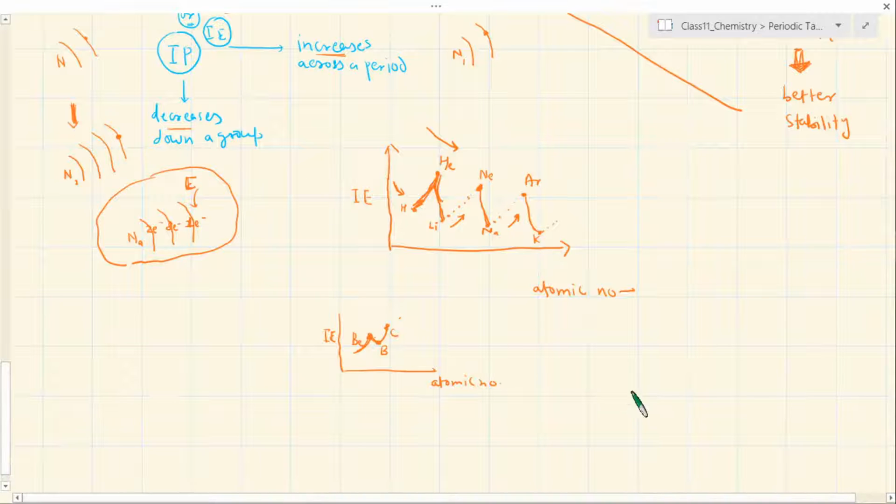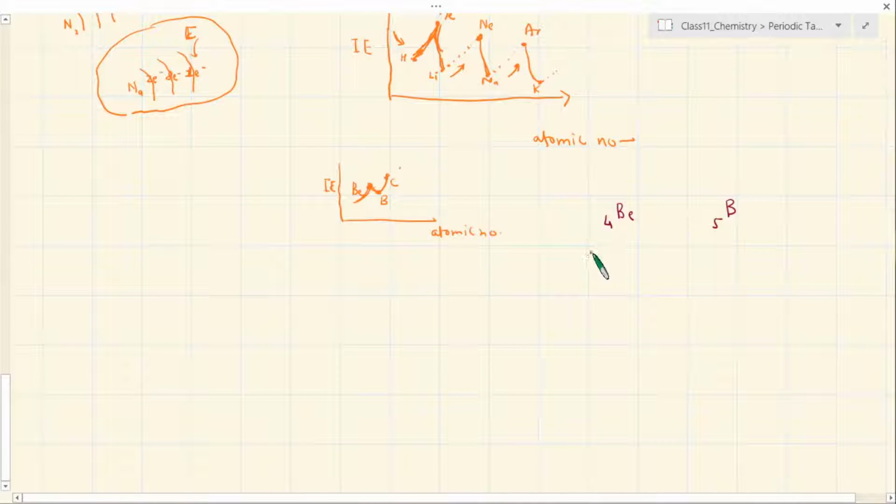The explanation is very simple. Let's look at the electronic configuration of beryllium and boron. Beryllium has atomic number 4, boron has 5. You can ignore writing the inner electronic configuration; if you simply write helium, that's fine. This is 1s2, then the next 2 electrons are filled only in the 2s orbital. For boron you have to fill 5 electrons: 2 are in the helium-like configuration 1s2, there is another 2s2, and then one more electron goes to 2p1.